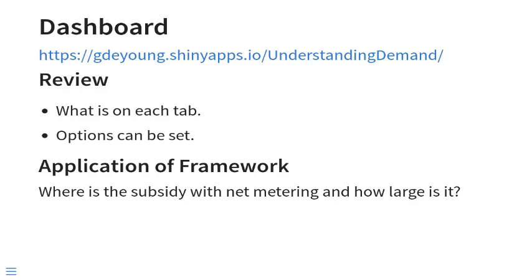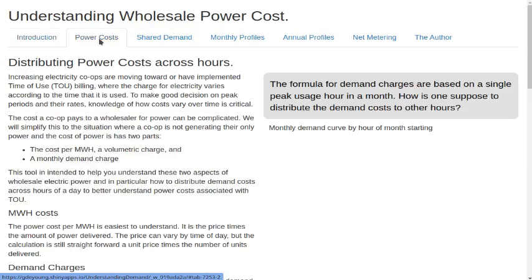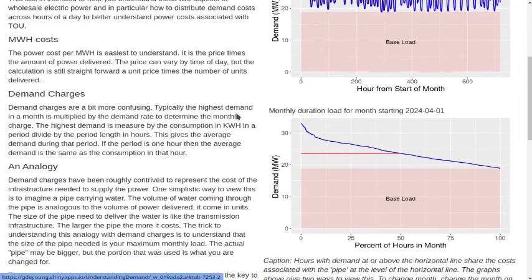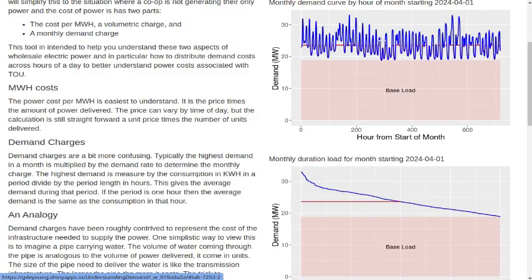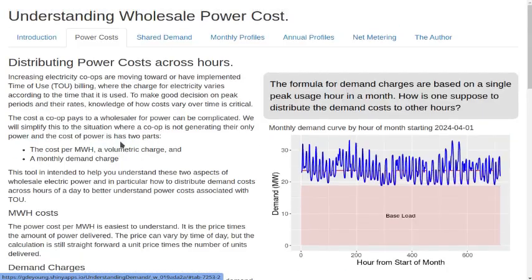And the application I'll look at is where is the subsidy with net metering and how large is it. Moving to the dashboard here, you've got the tabs across the top. And the first introductory tab just kind of explains what's here. The power costs tab explains the shared model, and you can see some familiar graphs showing up here, both the demand curve and the duration demand curve. On the left, it explains what's going on in the model.